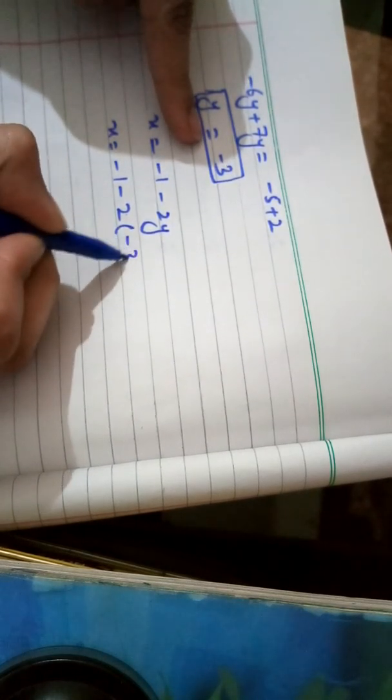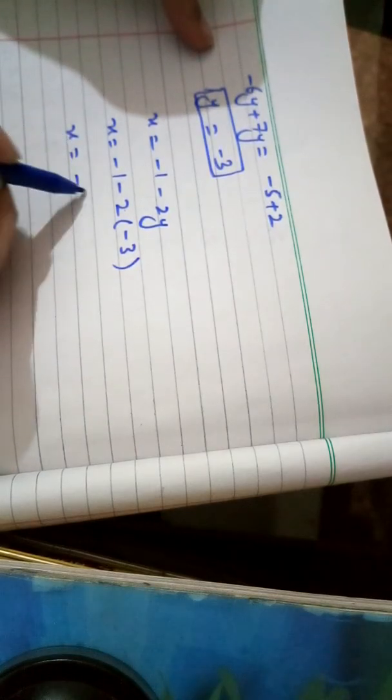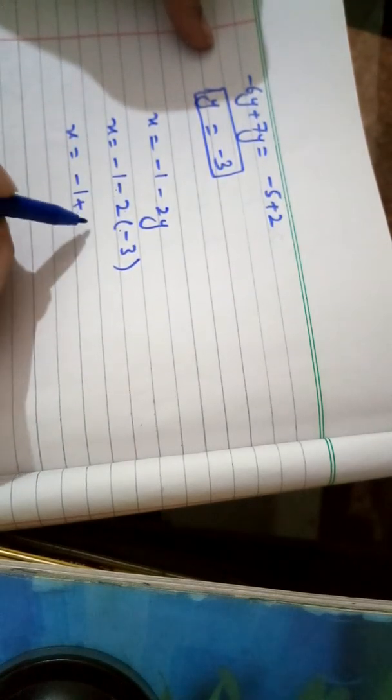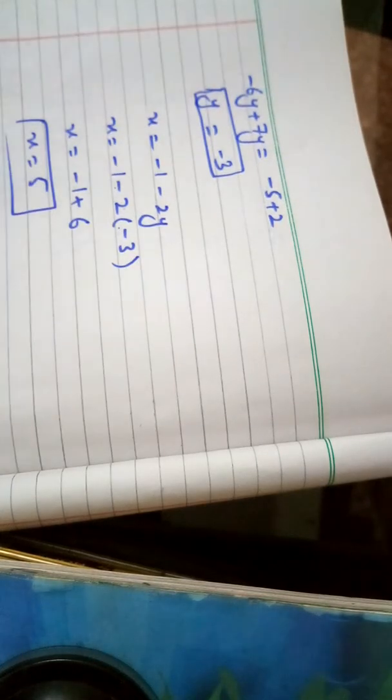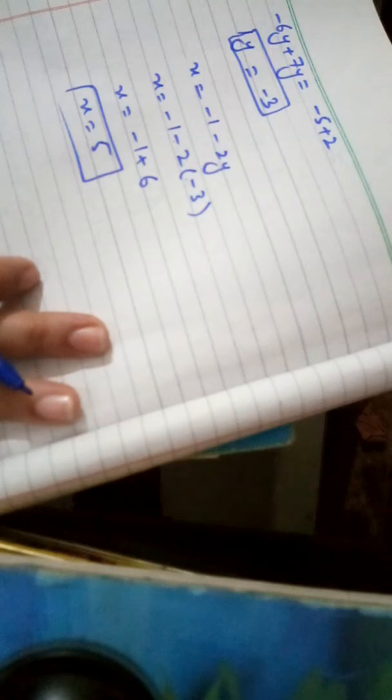So x is equal to minus 1 minus 2y. Put the value of y here. x is equal to minus 1 minus 2 times, what is the value of y? Minus 3. So x is equal to minus 1 minus minus, plus 2 threes are 6. x is equal to 5. The values of the two variables: x is equal to 5, y is equal to minus 3.